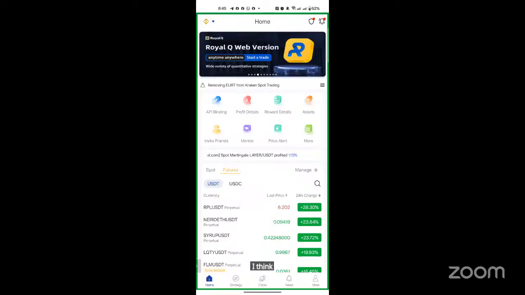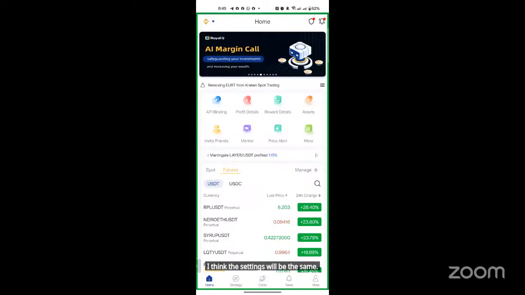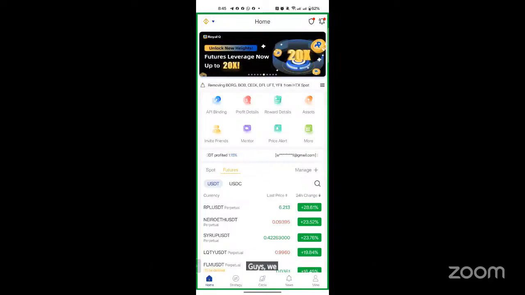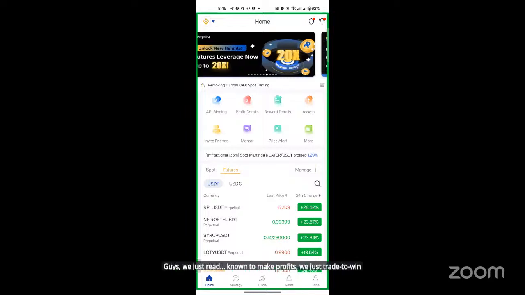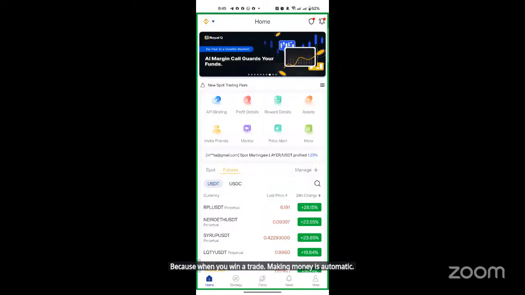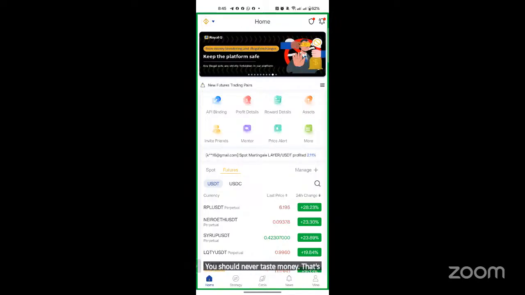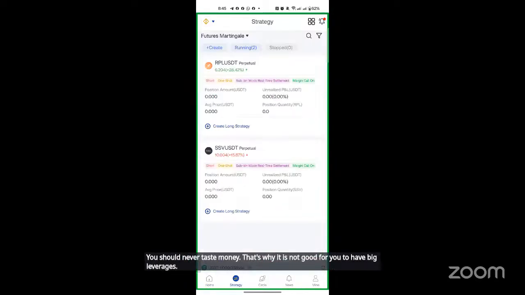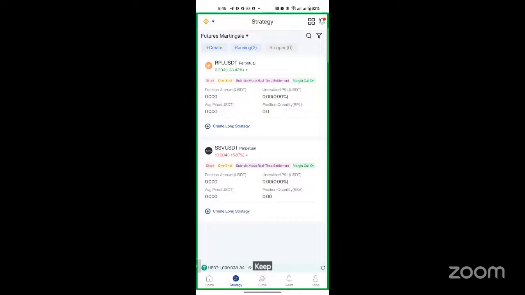I think the settings will be the same. We trade to be financially free, never. Guys, we just trade not to make profits. We just trade to win trades, because when you win a trade, making money is automatic. You should never chase money. That's why it is not good for you to have big leverages. Keep your leverages small. You don't even trade to gain a skill.